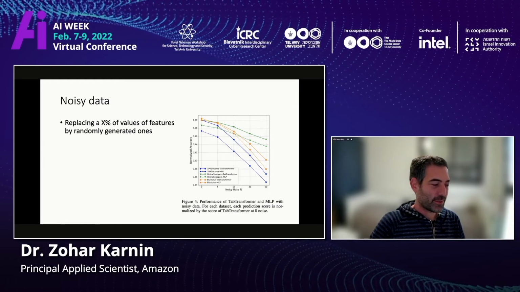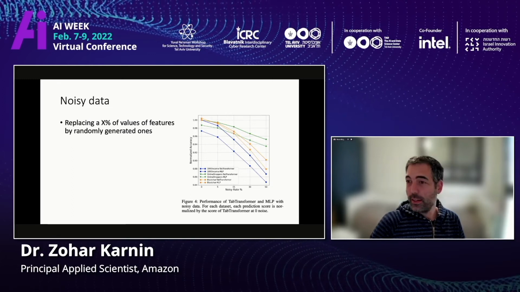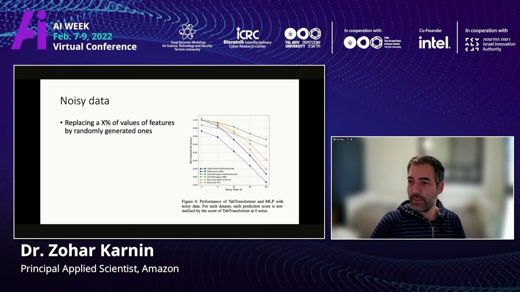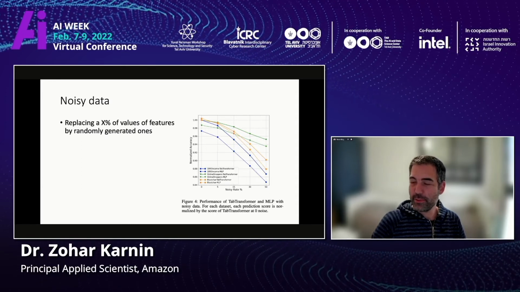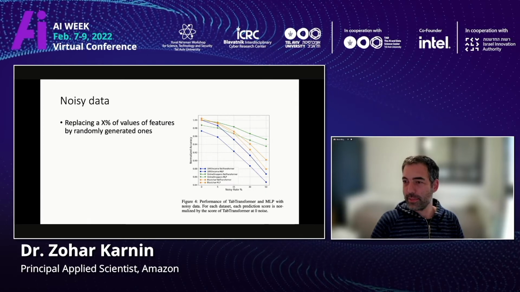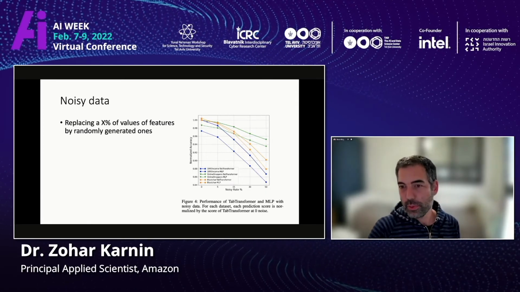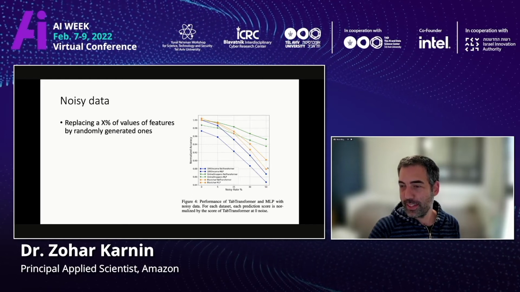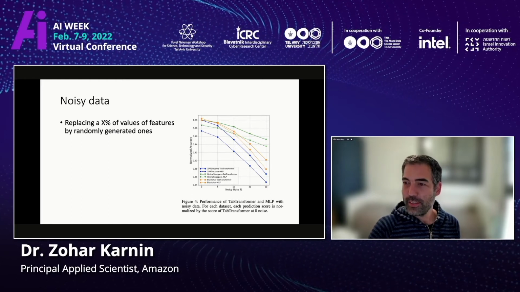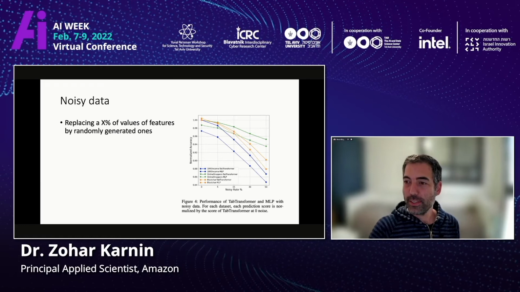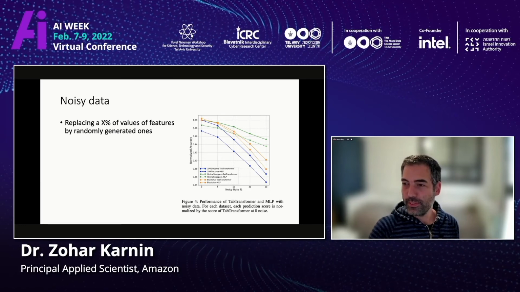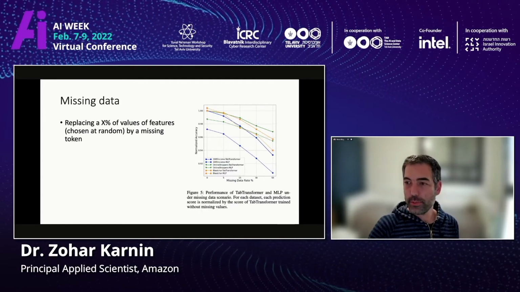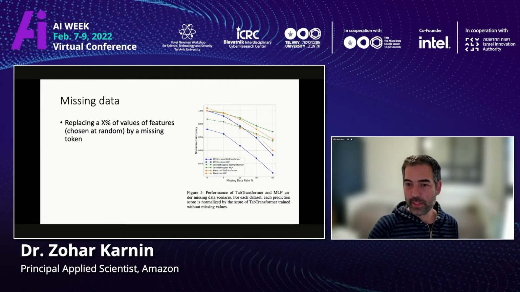Second, another experiment for noisy data. We took some of the values and replaced them with random ones. So if it's an animal, I just replaced it with a random animal. Let's see what happens, right? And we performed better than without this component. And moreover, the degradation is slower, so we suffer less as you add noise. Same when you just erase categories, replacing them to be missing.